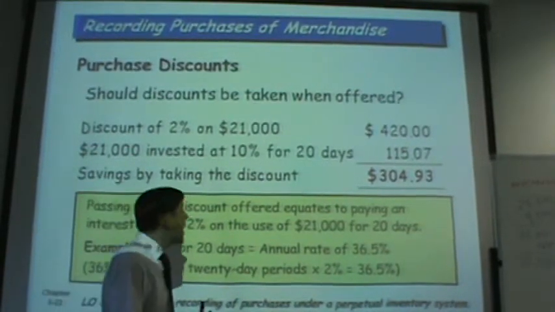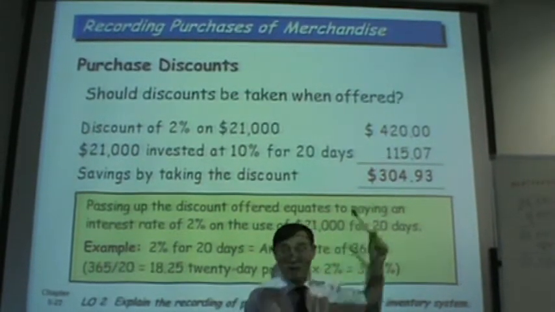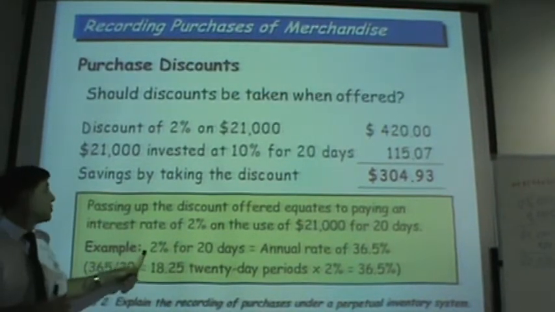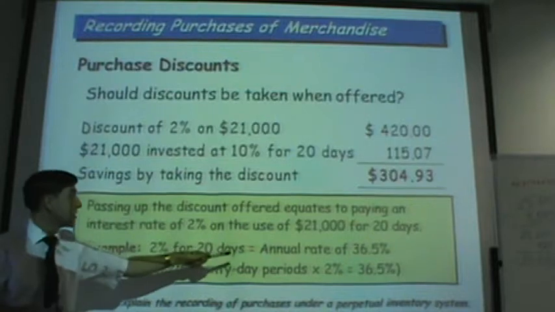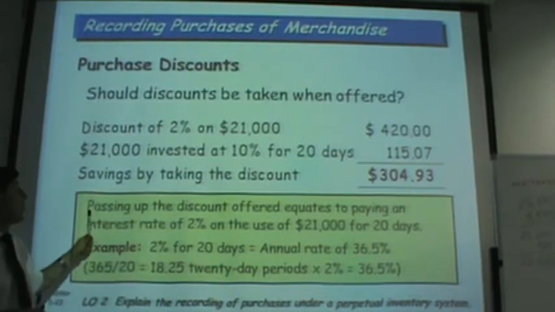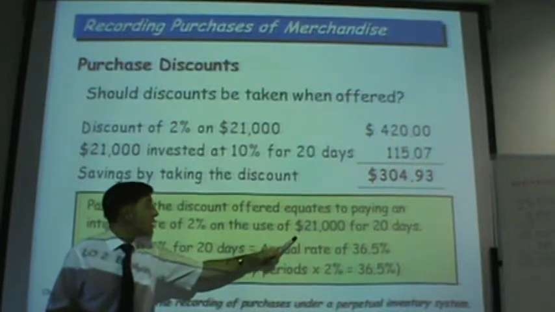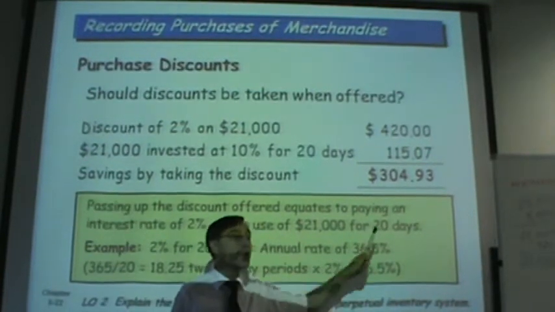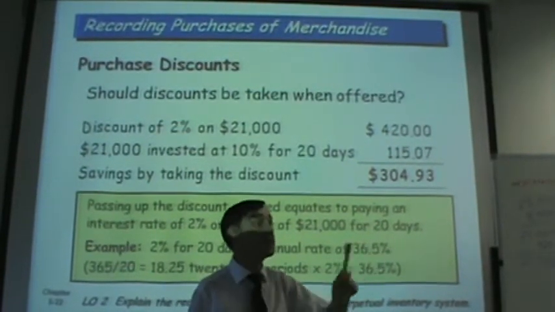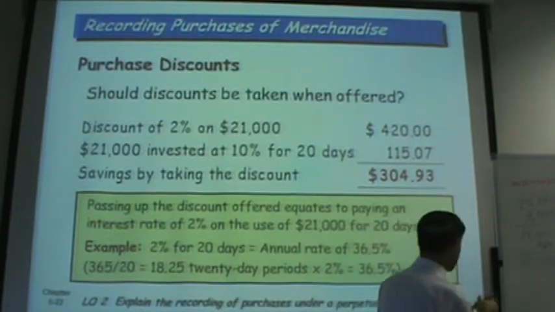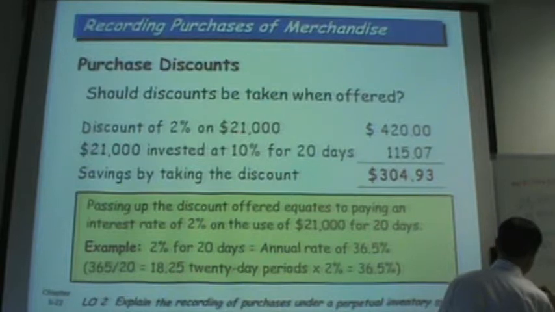And here is how they calculate the 115. They say, okay, 2% for 20 days, or simply 2% you use on $21,000 for 20 days. Maybe you want to calculate this one, right? Calculator, iPhone. So you just say $21,000.